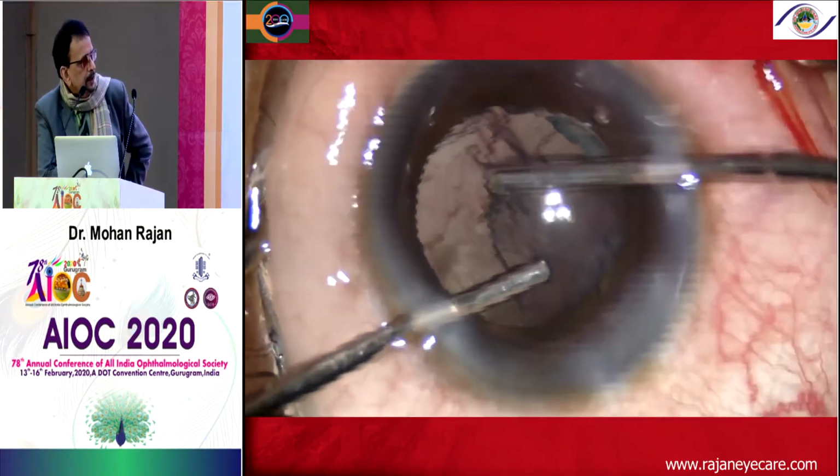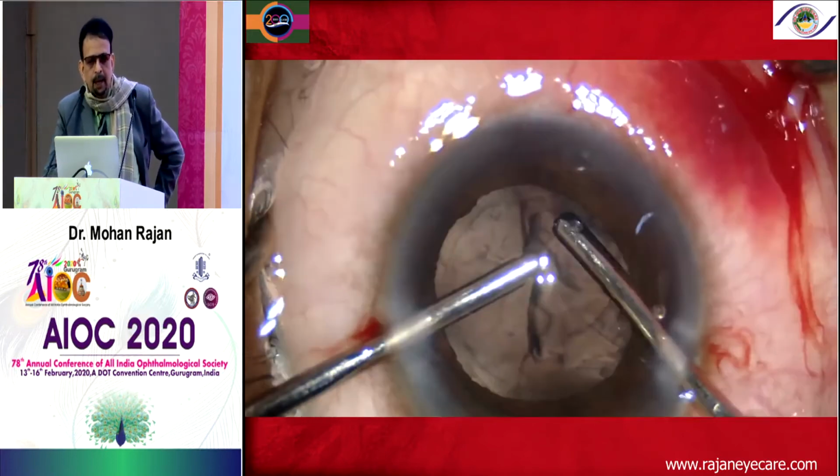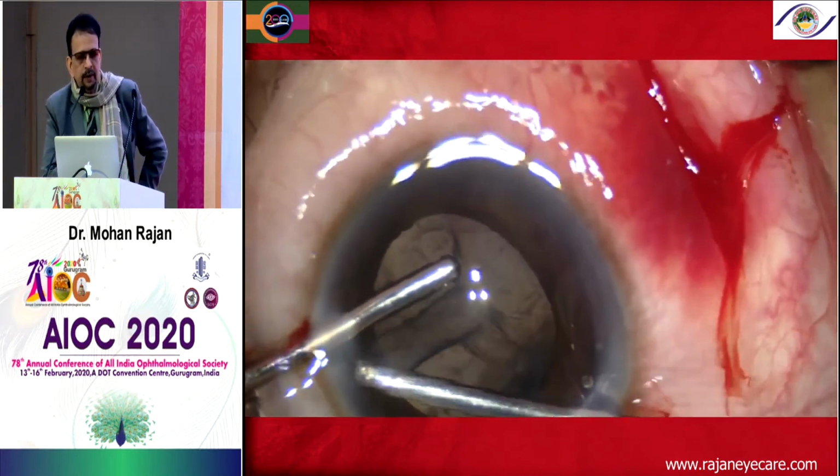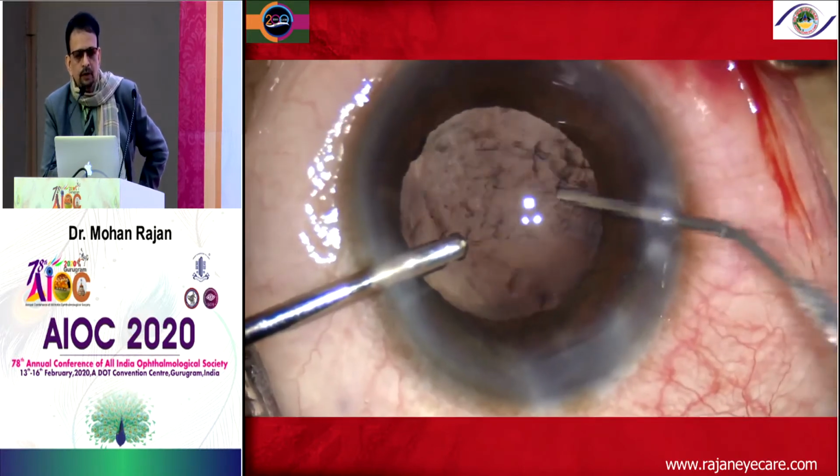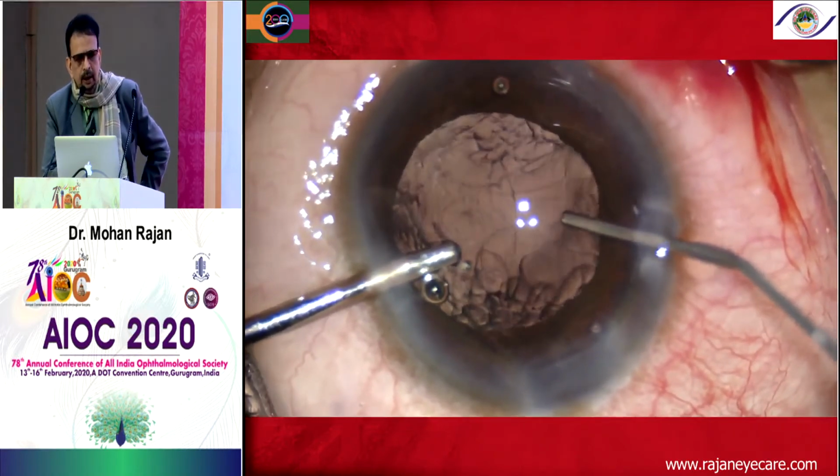And then I always use bimanual IA. When I use a bimanual IA, I always make sure that when I come out of the eye, I inject Viscoat or any form of viscoelastic for the matter, and come out of the eye.